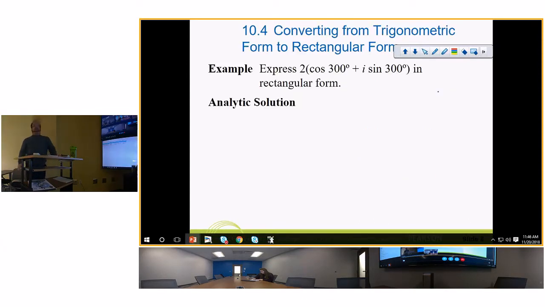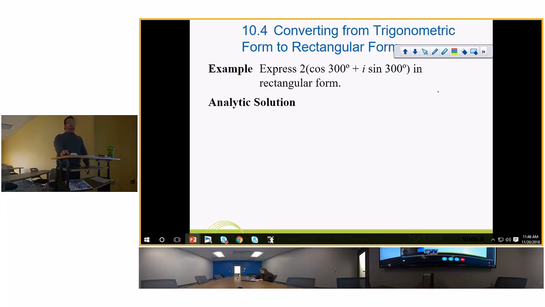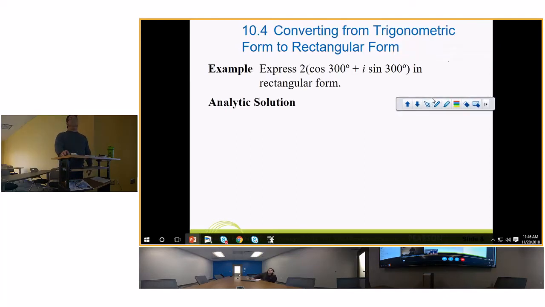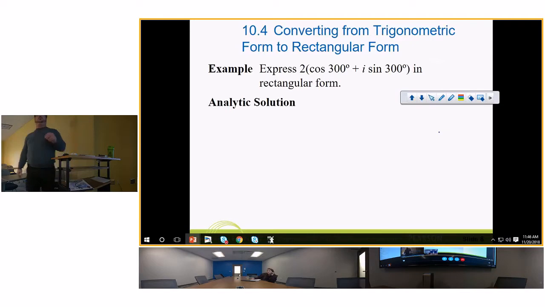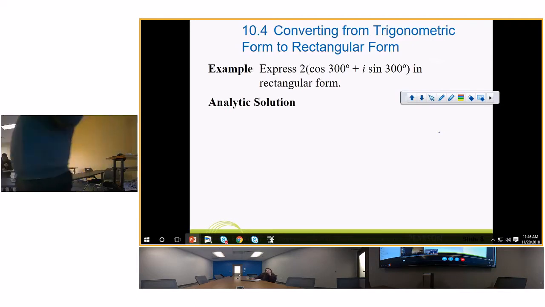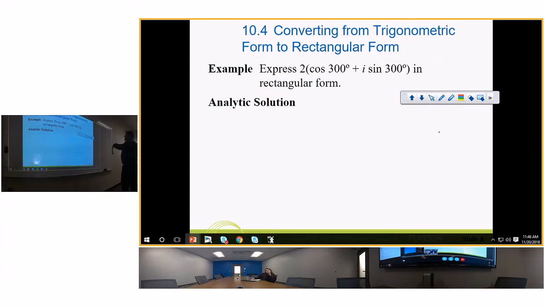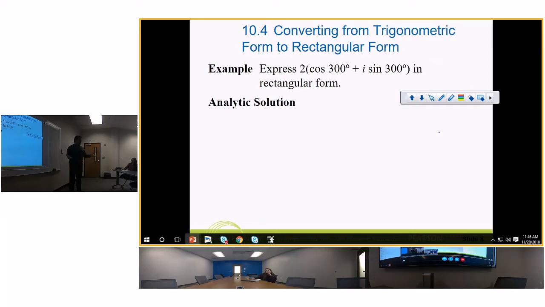Here is an example. Now rewrite. I want you to write at the top, what does it say? It says converting from trigonometric form to rectangular form. That's what you're doing. You need to highlight that because we're going to probably have a couple of examples where we're going from trig to rectangular and rectangular to trig. You remember the shortcuts in algebra? You have to be fluent in this, just like you were the shortcuts.